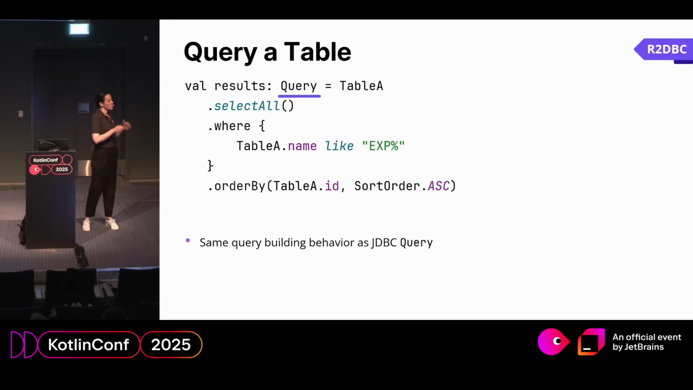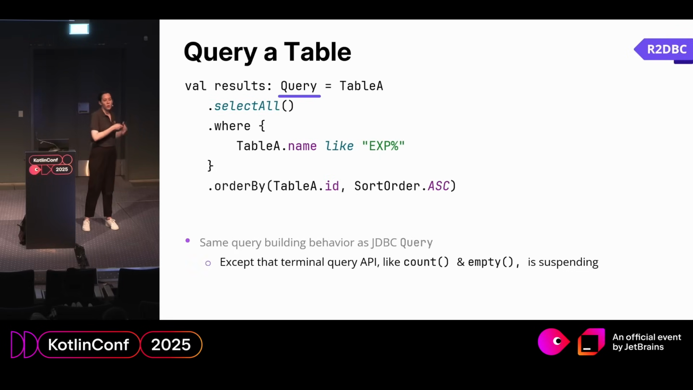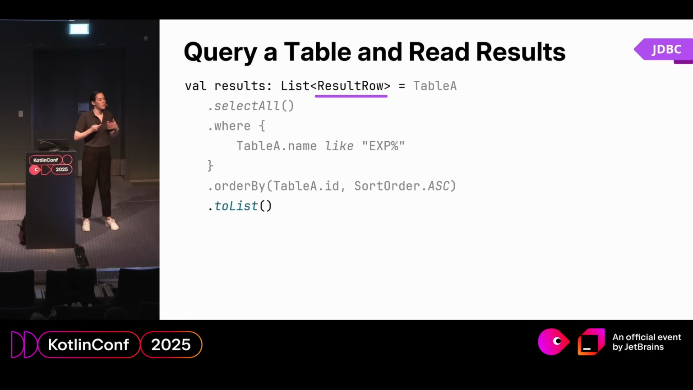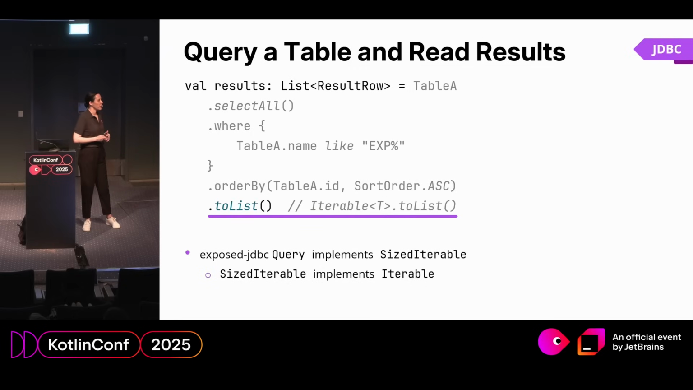And that's where the difference between JDBC and R2DBC starts, which is why any terminal query methods like count and empty with R2DBC would now suspend. Because ultimately, if you were to, for example, call toList on a JDBC query, it would trigger sending the query to the database. The results will be returned and processed as a ResultRow, the ResultRow just being a class that represents a single record from a result, because the JDBC query implements an Iterable, so we can use any method from the Iterable interface on that query.